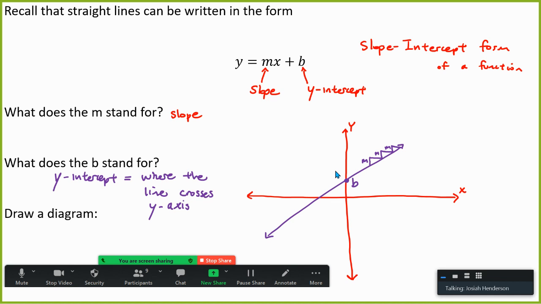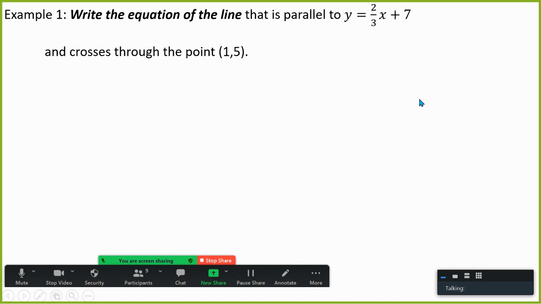Here we go. Okay. Here's our question. Yes, it is wordy. I understand that, but we have to be ready for wordy stuff like this too. Here we go. Write the equation of the line that is parallel to y equals 2/3 x plus 7 and crosses the point (1, 5). Okay. Write that down, and then we'll look at how to solve it and what it even means, okay?